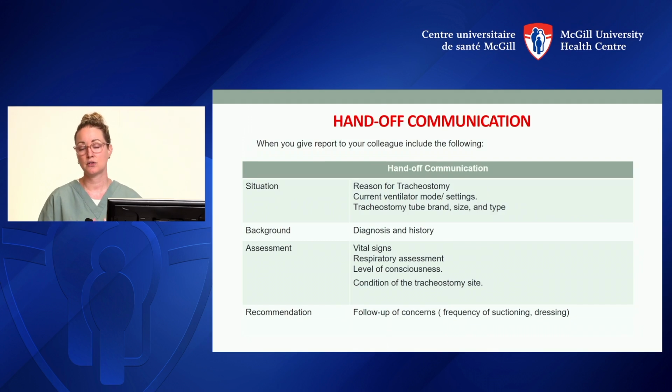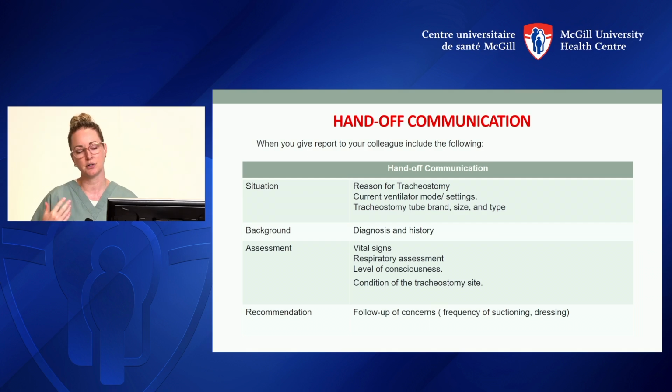Some hand-off communication. When you're giving a report to the next nurse who's caring for this patient with a tracheostomy tube, it's important to use the SBAR method: your situation, your background, your assessment, and your recommendation. So you want to explain the reason for the tracheostomy tube. You want to explain the current ventilatory modes and settings, including fraction of inspired oxygen, tidal volume or pressure level, the rate, inspiratory flow and flow waveform, inspiratory time, sensitivity, and positive end expiratory pressure if it's ordered.